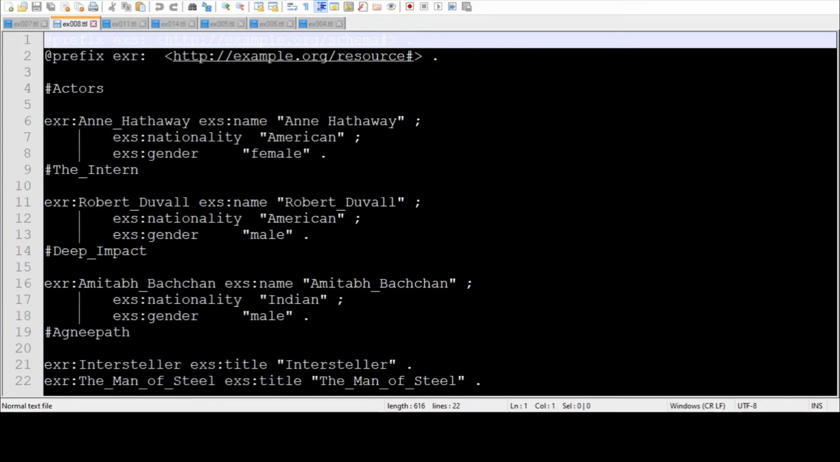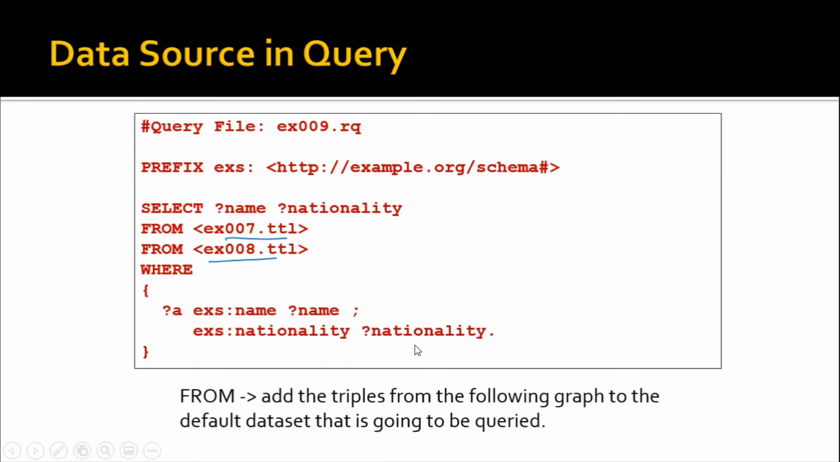So now we'll be querying multiple graphs, using the from or from named keywords. Let us look at the query first, then we'll execute it, right? We are saying that we want to select name and nationality from the data sets EX7 and EX8, where an entity has a name and a nationality. What it will do is take or copy all the triples from EX7 and EX8 and put them in a default graph. So this is your default graph, and this BGP will be checked against it, right? You don't have any named graph here, so all the data in 7 and 8 will come into the picture to answer this query. So let us run this query.